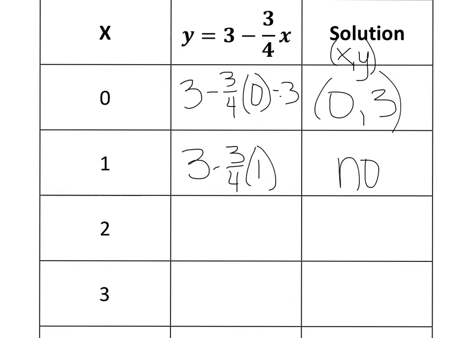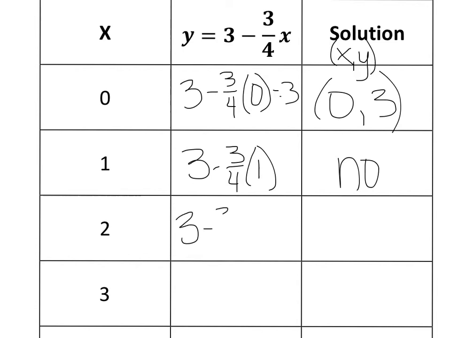Yes? Well, on the first one, so 0, wouldn't it be -3? Nope, because 3 minus 0 gives me a positive 3. Okay, all right, let's move on and plug 2 in for x.